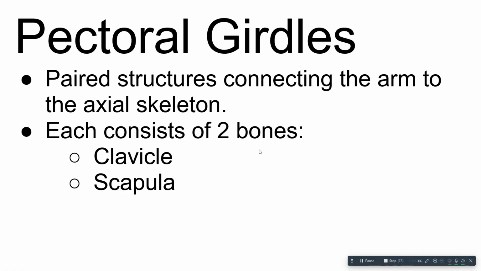We are doing another lab video on bones today. We're going to start by talking about the two pectoral girdles. Remember, the word pectoral means chest. A girdle is a roundish structure, and these pectoral girdles are going to be kind of roundish. We'll see, all right? Each pectoral girdle, one on each side, left and right, is going to consist of two bones. There's going to be a clavicle and a scapula. And the pectoral girdles are what connect the arm to the axial skeleton.